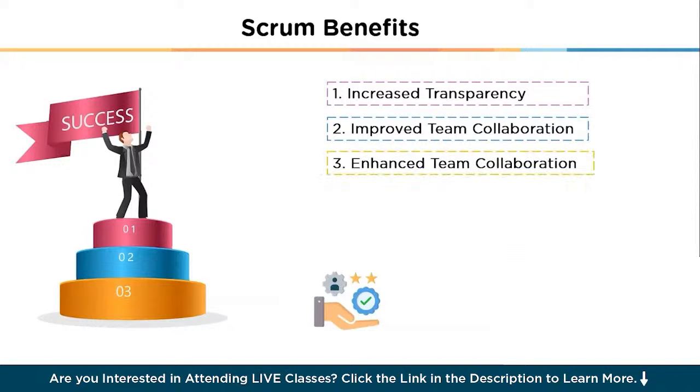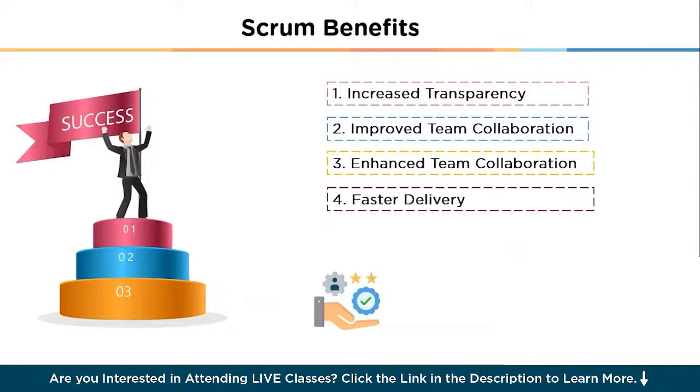Next is enhanced ability to adapt to changes. Scrum's iterative approach allows teams to quickly adapt to changes in requirements, market conditions, or customer feedback. By delivering small functional increments regularly, the team can gather feedback and make necessary adjustments. This flexibility ensures that the product remains aligned with the stakeholders' needs and expectations.